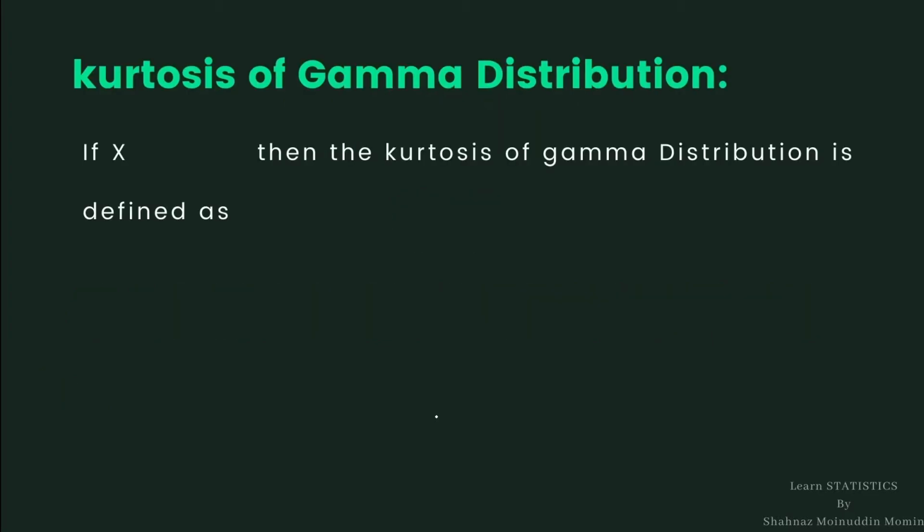Let us start with the definition of kurtosis of gamma distribution. If x follow a gamma distribution with parameter theta and n, then the kurtosis of gamma distribution is defined as beta 2 is equal to mu 4 divided by mu 2 square, and it can be also measured by gamma 2 is equal to beta 2 minus 3. Here mu 4 is the fourth central moment and mu 2 the second central moment. We already studied the central moments in the previous lecture.